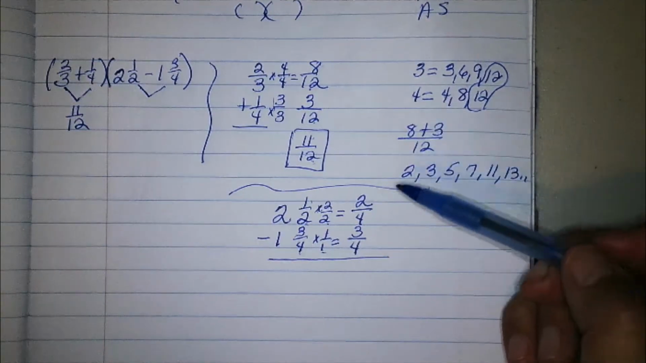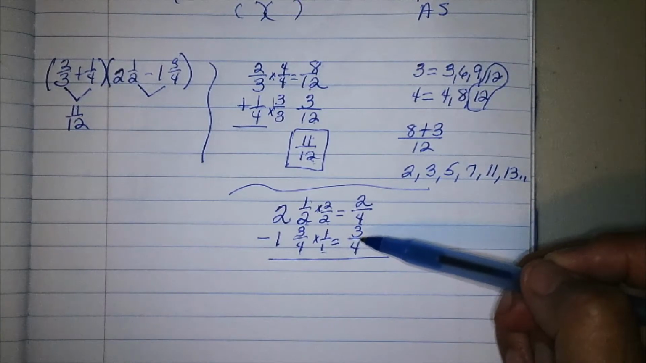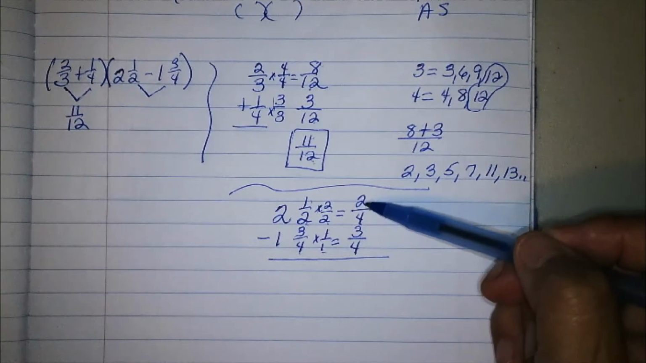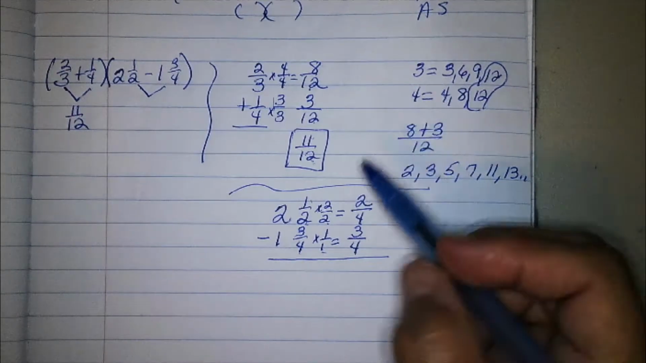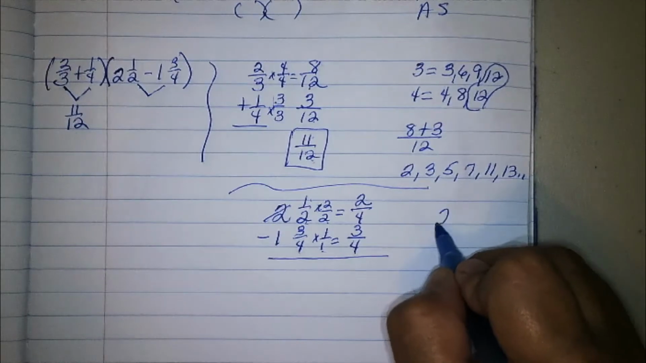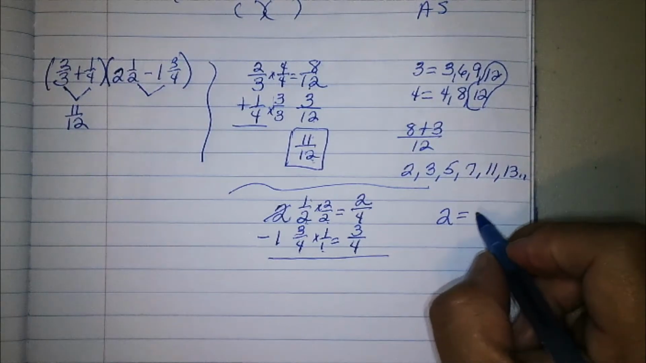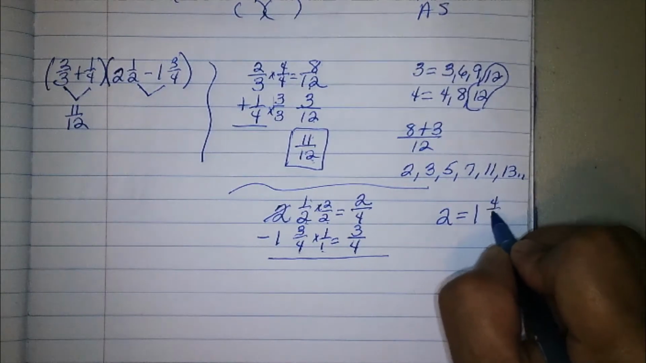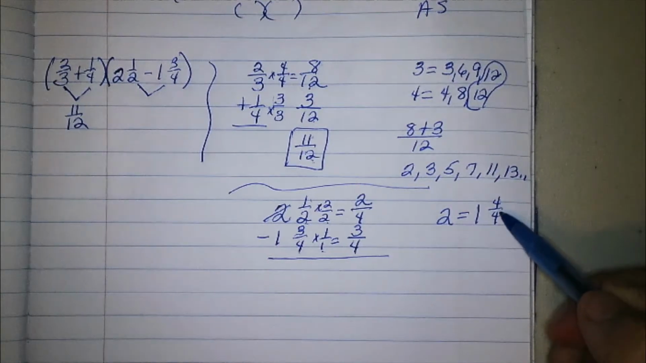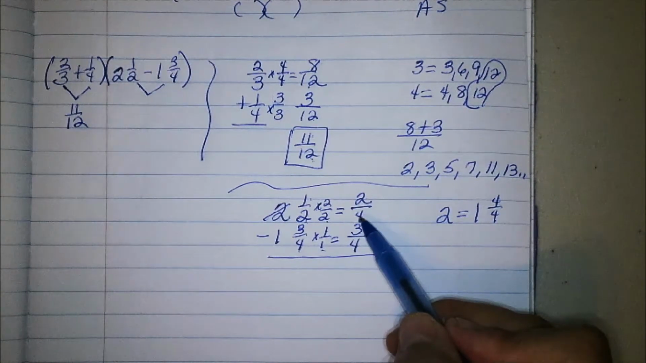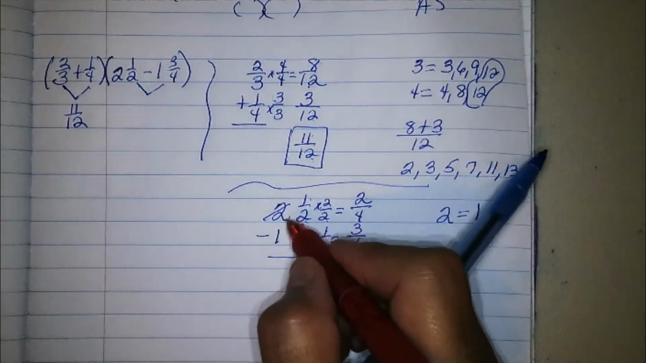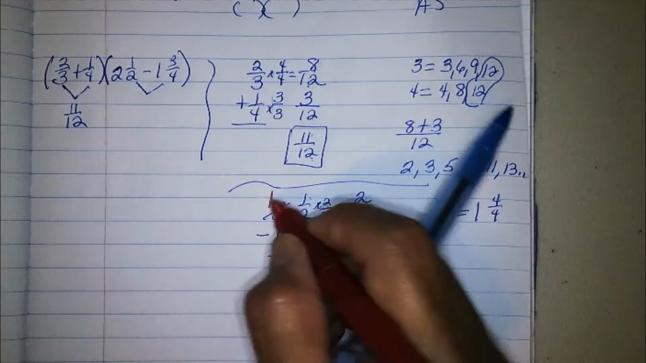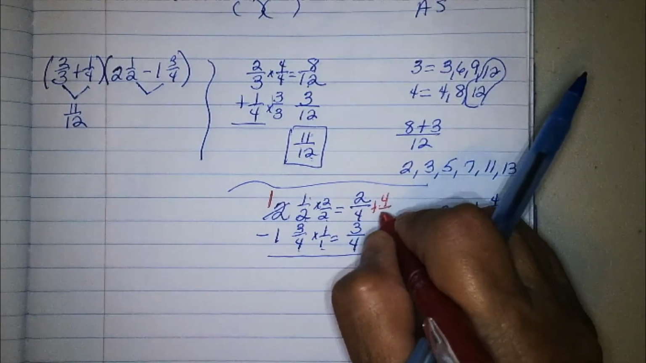Okay, so now I see, can I subtract 3 from 2? No. I'm going to have to regroup. So I notice that the 2 is going to be decomposed into 1 and 4/4. Why 4 over 4? Because that's my common denominator. So let's go ahead and write it down. The 2 is going to become 1 and 4/4.